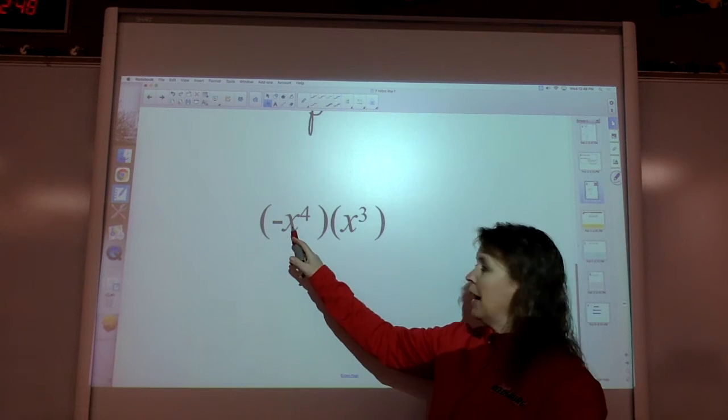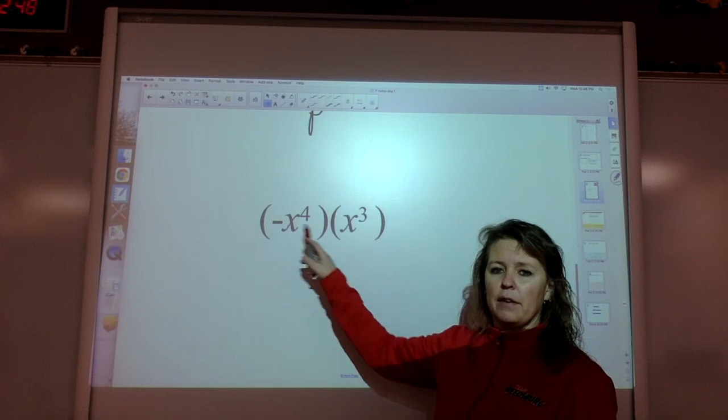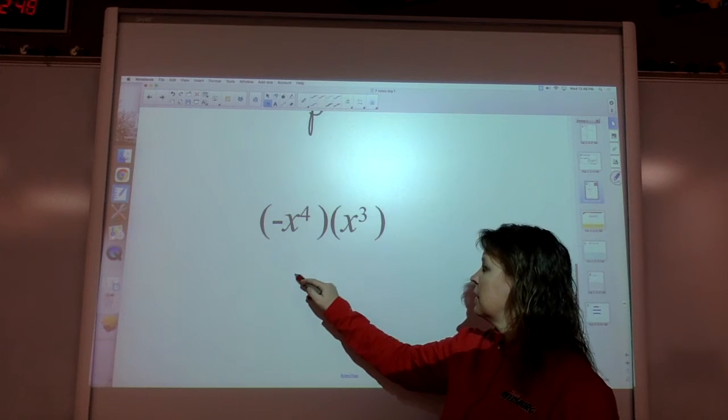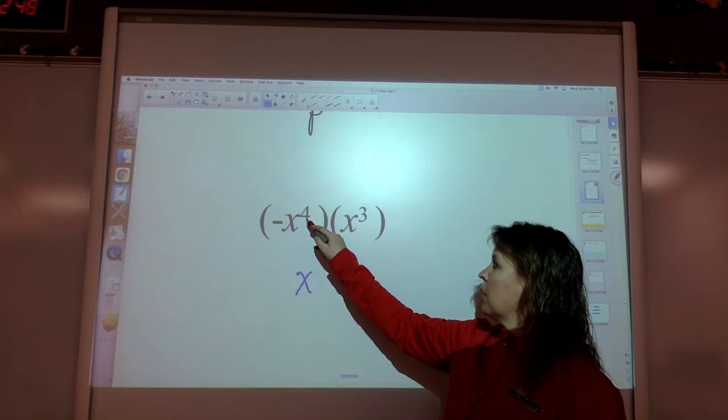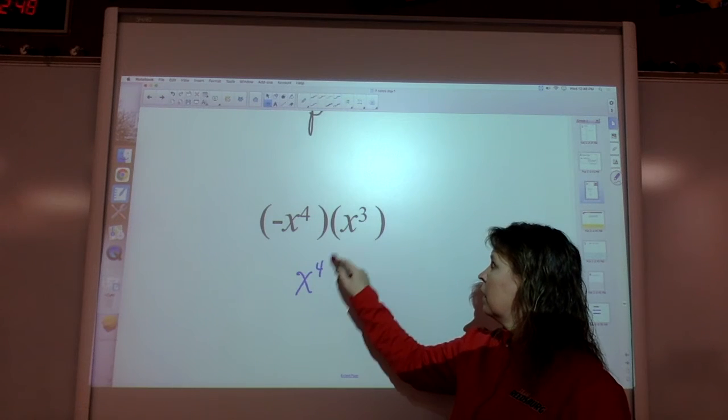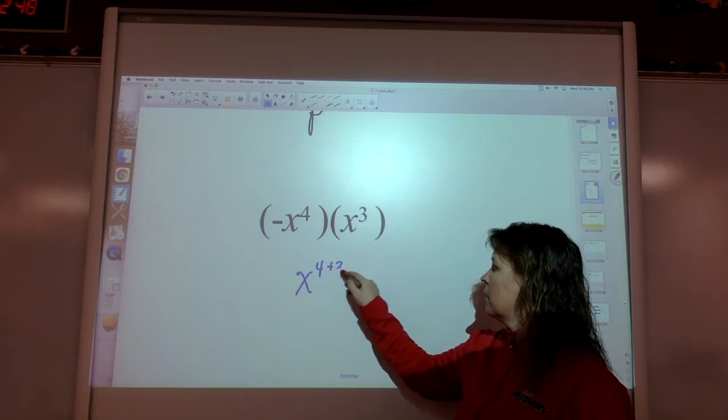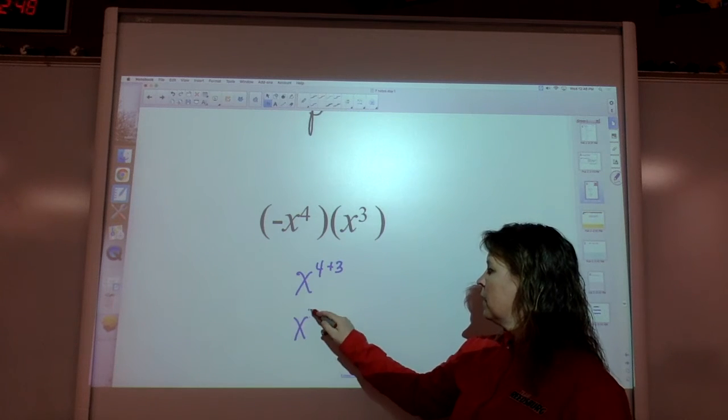The base is still x. You don't call that a negative x and this a positive x. The base is still x. The exponent on the x here is 4. The exponent on the base here is 3. 4 plus 3 is 7.